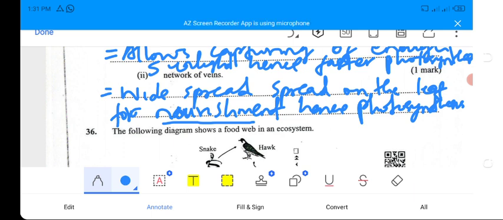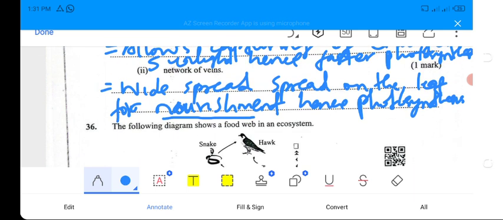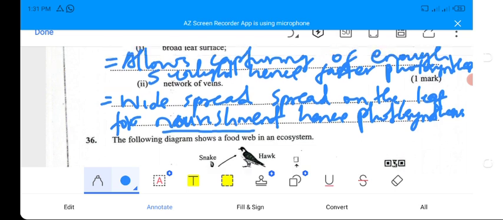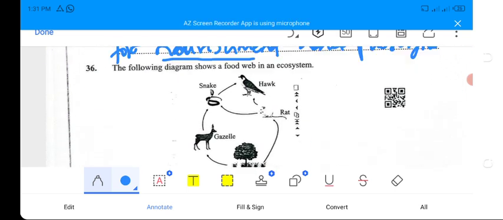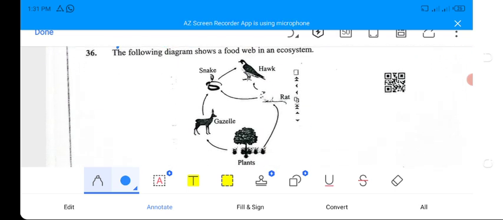First of all, to transport water and mineral salts to the leaf by the use of xylem, and at the same time to remove manufactured food from the leaf to all other parts of the plant using the phloem cells. So network veins, their main purpose is to allow for nourishment of the leaf. Hence 1 mark. The next question shows a food web.